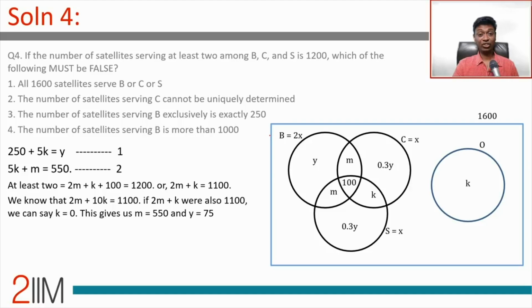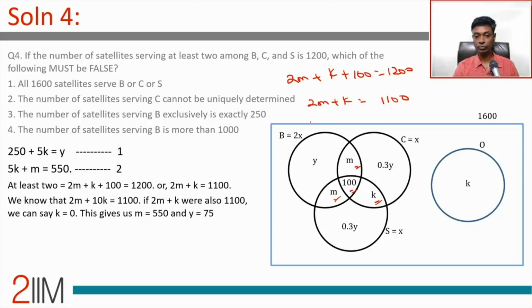The number of satellites serving at least 2 among B, C and S is 1200. Which of the following must be false? For this you get full information. At least 2 out of the 3, that is M plus K plus 100, 2M plus K plus 100 is 1200. 2M plus K is 1100.